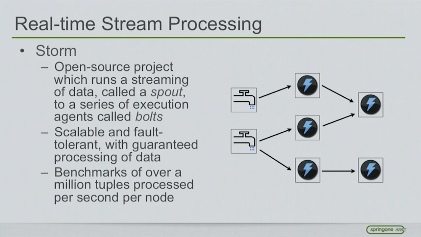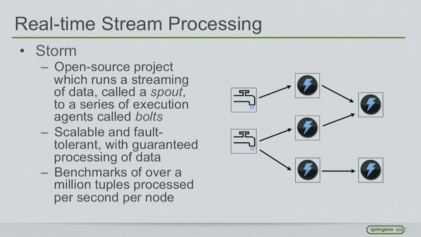Cool little tool. For real-time stream processing, there's a project called Storm, which is not a part of the Apache Software Foundation. It was started by Twitter. It is all about streams of data called a spout, which is signified by the spout in this diagram. And there's also a series of execution engines, which they call bolts, which are just pieces of processing, whatever that may be as you've defined it. It is very scalable and fault tolerant with basically guaranteed processing of data.